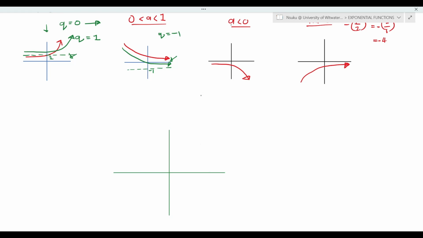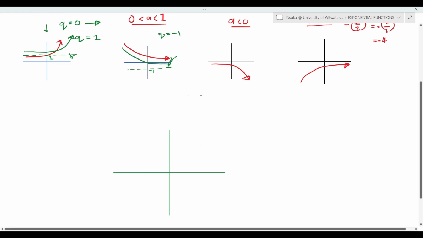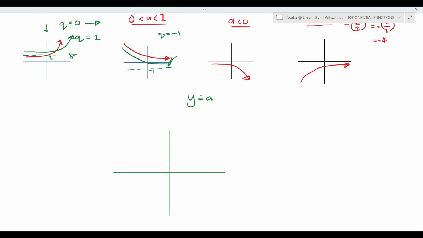Okay, so now we're going to talk about our horizontal shift. Remember our general equation for an exponential function, we said it's a to the power of x minus p, plus q. And we said our p is basically our horizontal shift. So what do we mean?